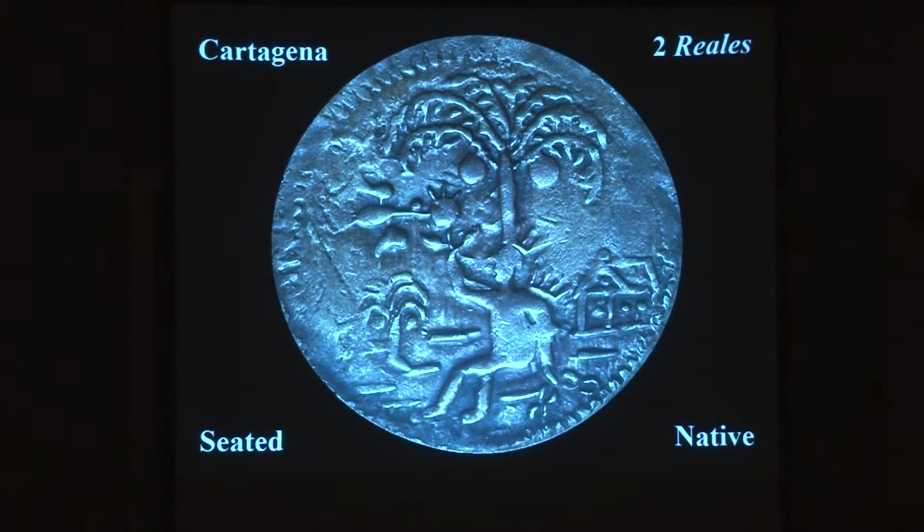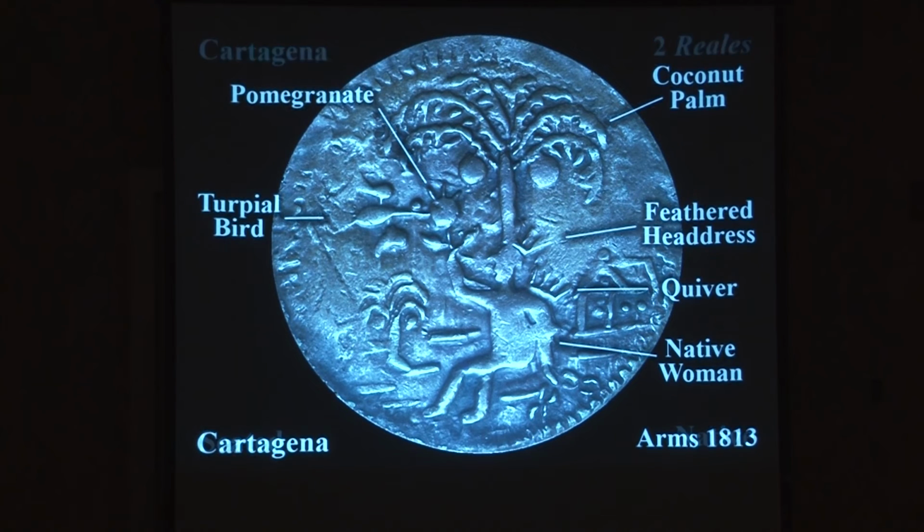Here is the coin from Cartagena, not a terribly sophisticated coin in terms of its realization and everything. But if we take it apart and look at what it's got in it, here's our coconut palm. There's our feathered headdress atop the woman's head. Here's the quiver with arrows from it in her back. There's the woman herself, right?